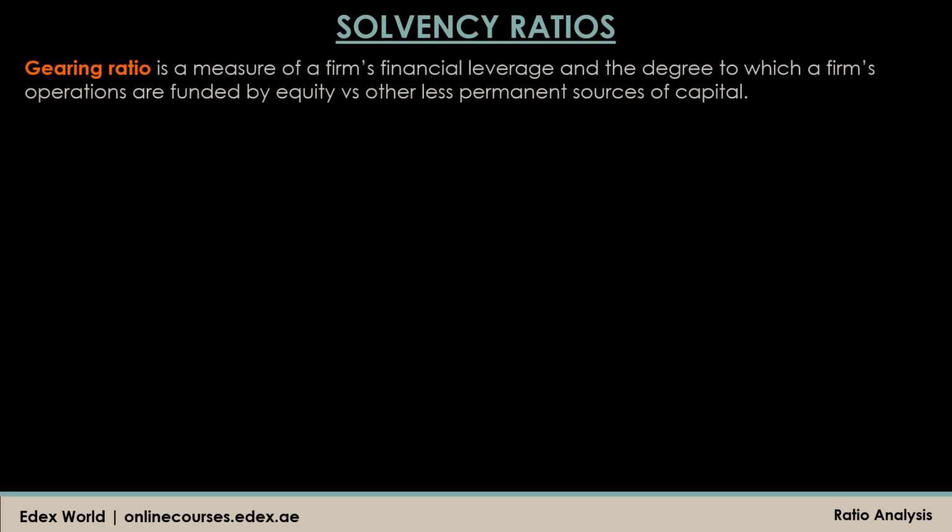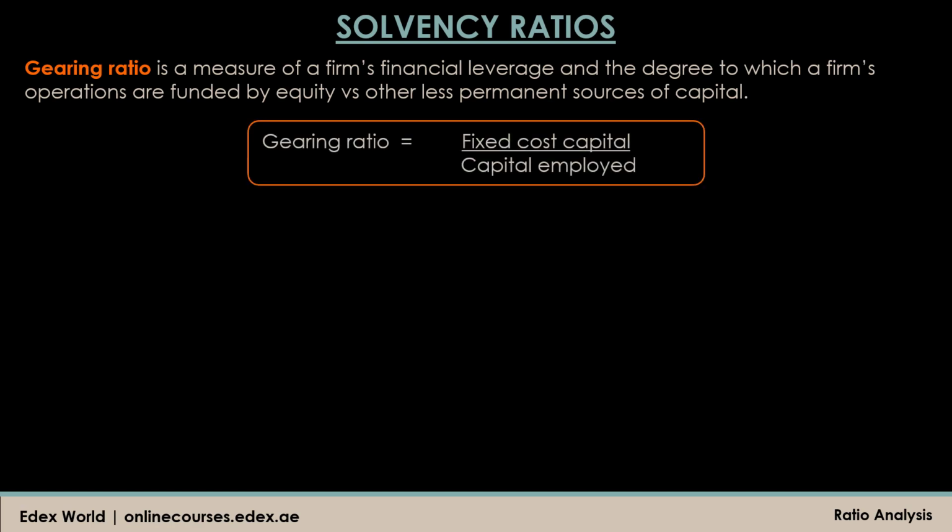The second ratio is the gearing ratio, which is a measure of the firm's financial leverage. So what do we mean by financial leverage? First, let's see the formula. Gearing ratio is calculated as fixed cost capital divided by the overall capital employed. Overall capital employed consists of two parts: the equity part, which includes the equity share capital and the reserves, and the fixed cost capital. So in the numerator, we have fixed cost capital, while in the denominator, we have the overall capital employed, which is equal to the equity plus the fixed cost capital.